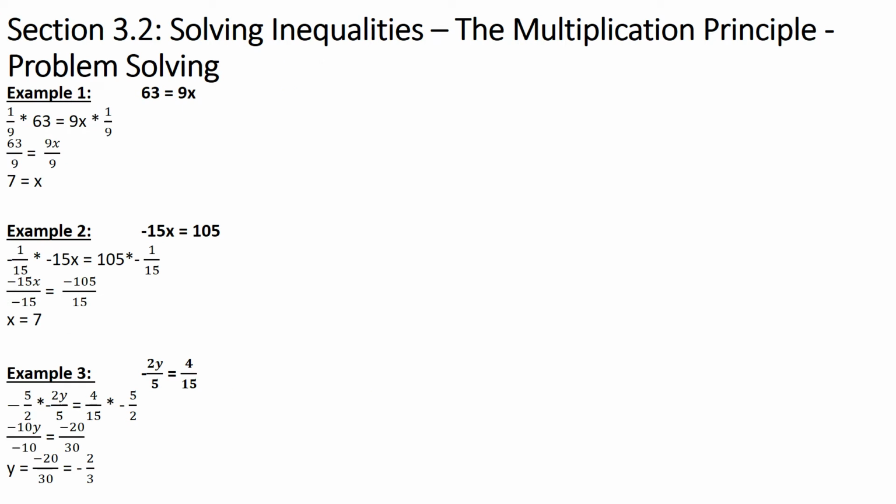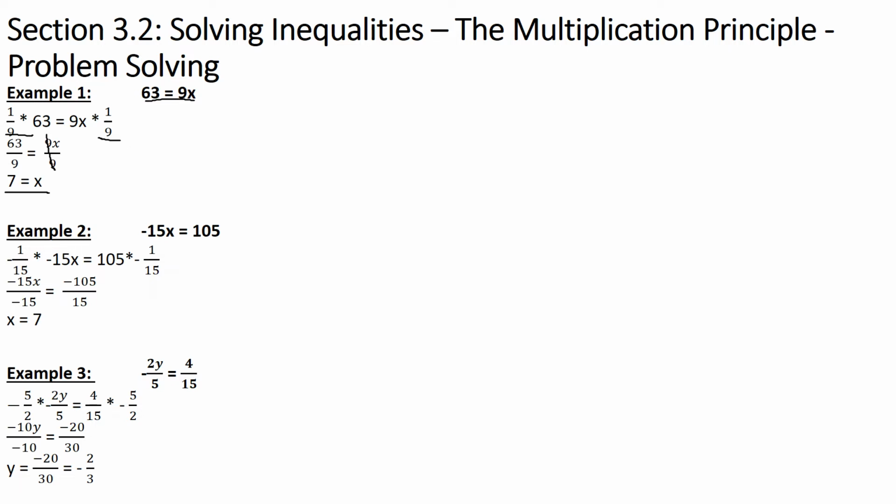Here's some more examples here. 63 equals 9x. I want to turn 9x into x and multiply it by the reciprocal. The reciprocal of 9 is 1/9. So if I do it to one side, I have to do it to the other. 9x times 1/9 leaves 9x over 9, or simply x. The 9's cancel out. And on the left, 63 times 1/9 is 63/9, which is x equals 7.